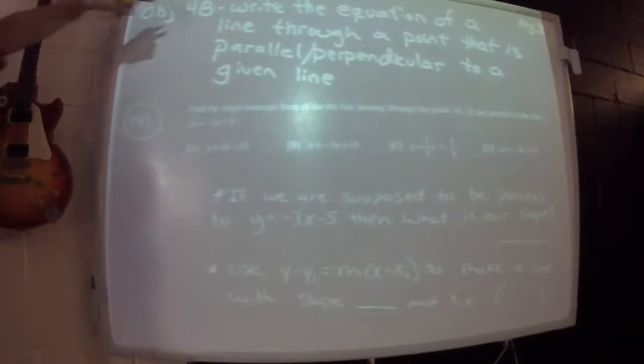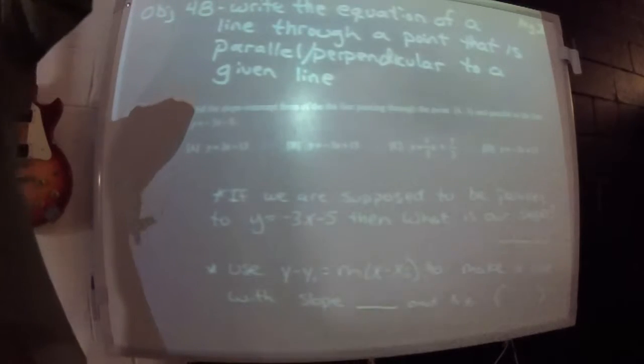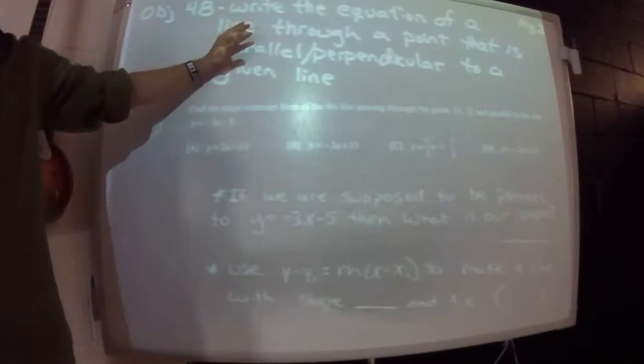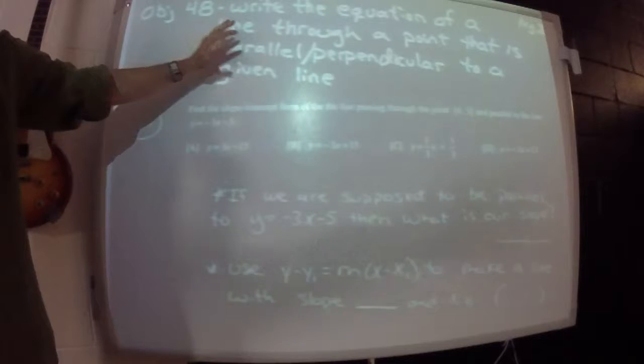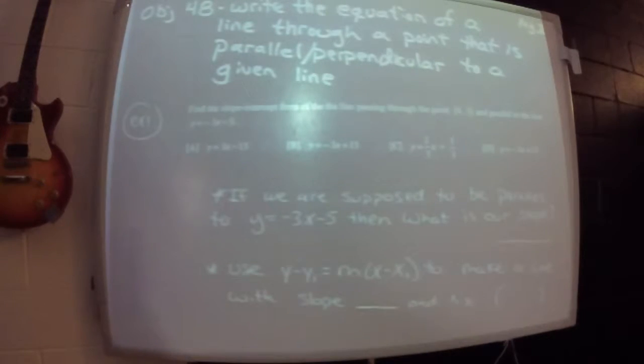These problems say write an equation of a line. We did that last week. And we also learned about parallel and perpendicular, and we're going to put it all together. So write the equation of a line through a point that's parallel or perpendicular to some other line. That's what it says. Now here's what they look like.